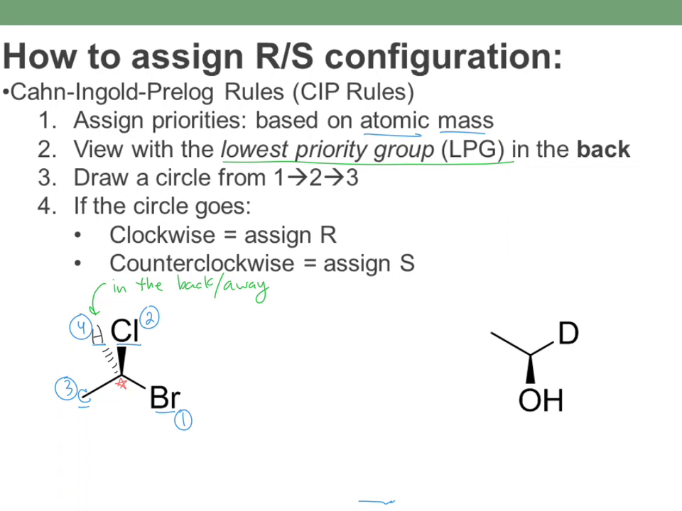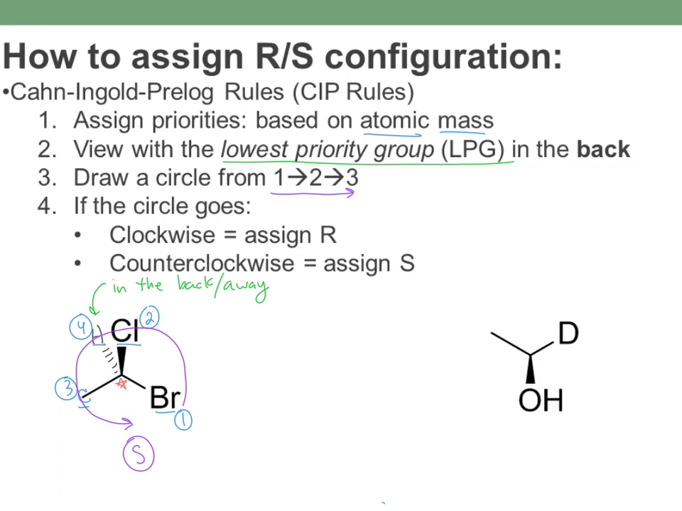And then what I need to do here is draw a circle from my number 1 to my number 3. So I'm going to go 1, 2, 3. So I drew a circle from my 1 to 2 to 3. And now if that circle goes clockwise, that's the R configuration. And if your circle is going counterclockwise, it's the S. So in mine, I'm going counterclockwise. So this is the S configuration of this molecule. This is the S isomer. So I assign S to that chiral center.